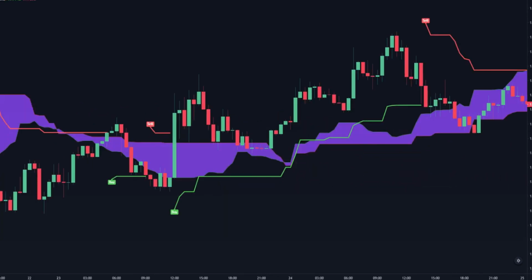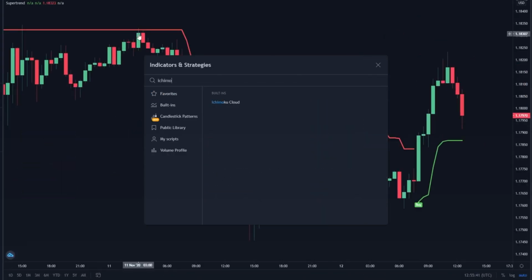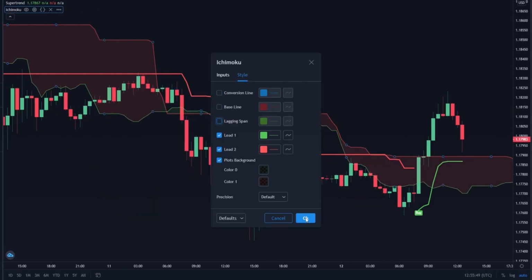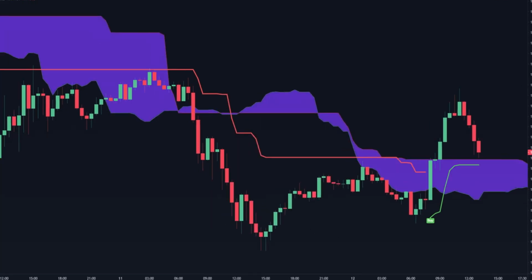Another strategy that you can combine with the super trend is with the Kumo cloud. So the Kumo cloud is basically just an Ichimoku cloud indicator that you disabled all the parts except the 2 lead lines. And I'm also going to change the color so that it's easier to look at. So now we have the Kumo cloud.